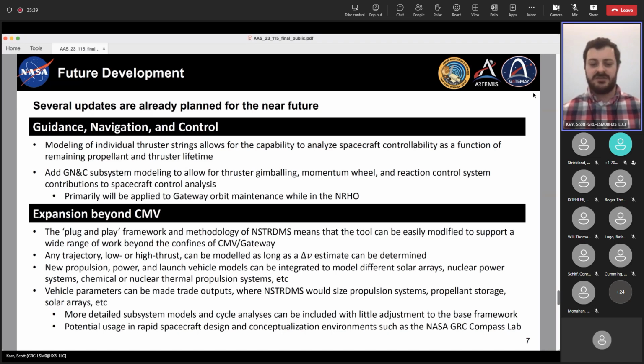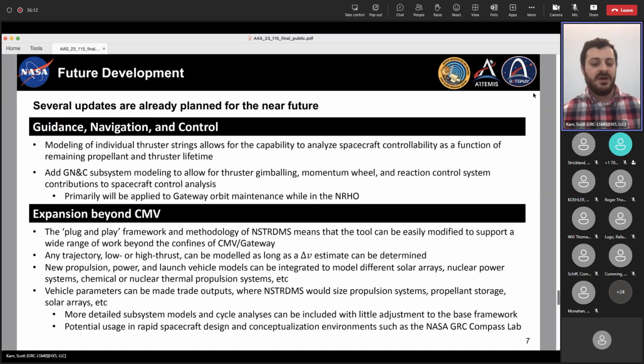But there are a lot of use cases where NSTRDMS just isn't the solution because of the level of complexity required in assessing those trajectories. But we've designed this to be modular, kind of plug and play, so you can replace power system models very quickly. You can replace propulsion system models very quickly. If you have something like a spiral that can be parameterized by some independent variable, you can very quickly put in a new delta V estimate or a new delta V curve and run entirely new trajectories.